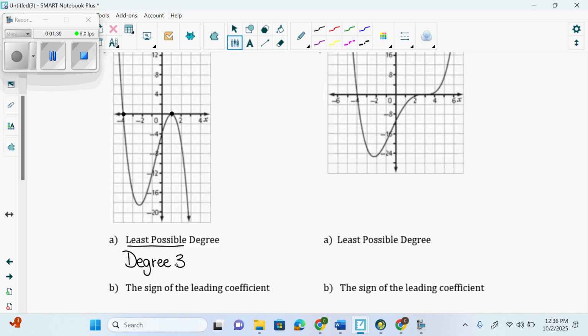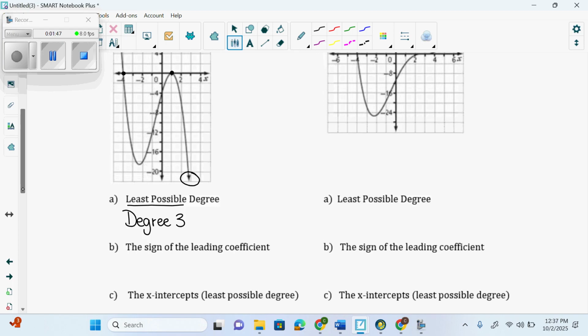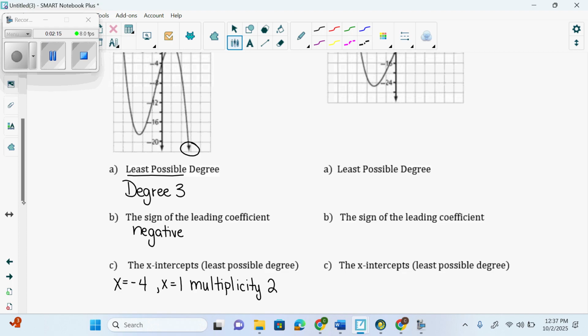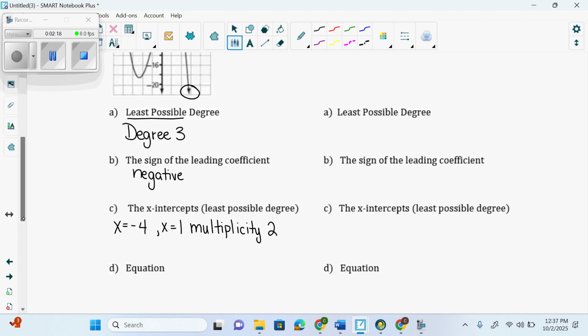What's the sign of the leading coefficient? Positive or negative? Negative. We look at how it ends on the right. The x-intercepts with the least possible degree: we have x equals negative 4, and x equals 1 with what? Multiplicity 2, because it has a point of tangency. Okay? We have to determine an equation.